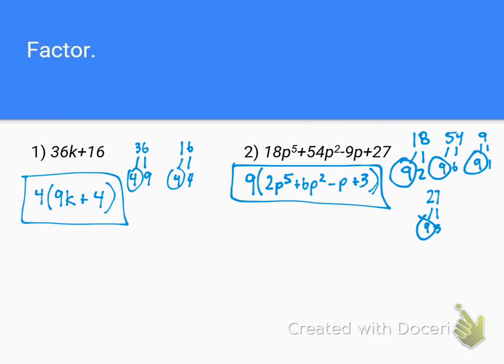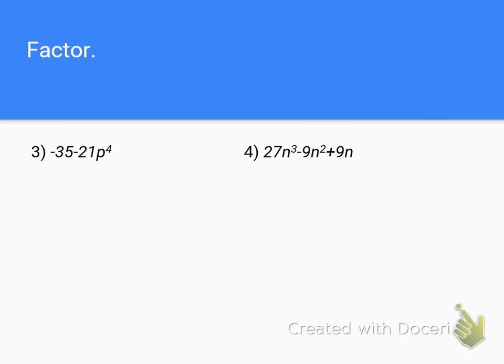Let's go to number 3. We're going to do number 3 together for the most part, okay? So number 3. Okay, let's just write down number 3 right now. Negative 35 minus 21p to the 4th. Okay? So turn to your neighbor. What do you notice, first of all, in both of these terms that both terms definitely have? Okay, what do you notice? Turn to your neighbor, and what's something that's in both of them? What do both terms have?